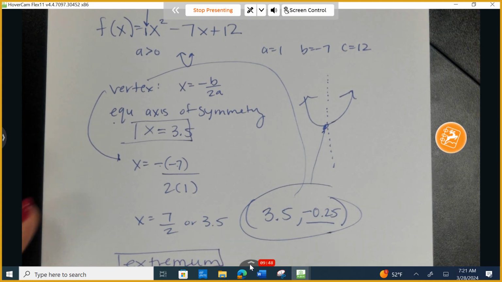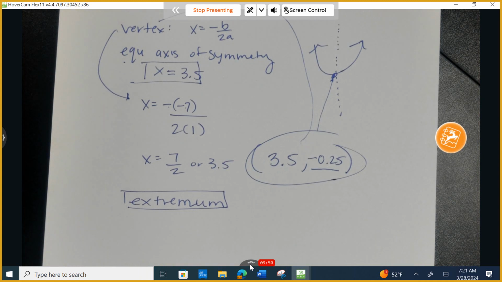This is a textbook word, and this textbook word wants us to identify. Did you use that word before in freshman year, sophomore year? This wants us to identify what are the local or relative maximums and what are the absolute or global maximums.